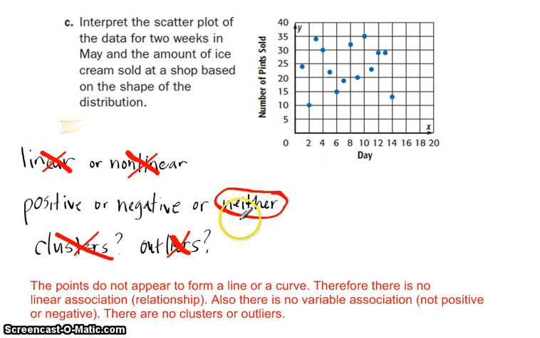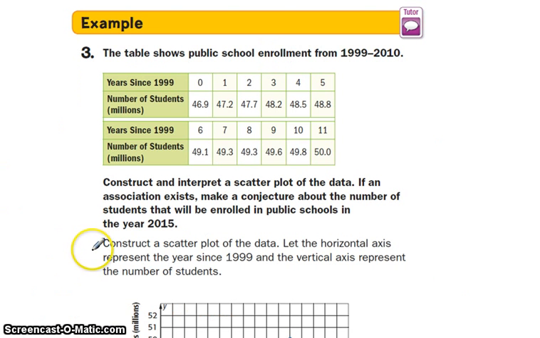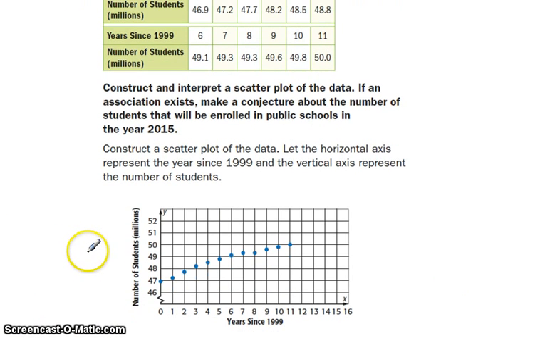So to do this, you would say the points do not appear to form a line or a curve, therefore there is no linear association. And because it's not linear, there's also no variable association, meaning it's not positive or negative. And there are no clusters or outliers. So all I've done was take these 3 points and form them into a paragraph. Here's another example, and if you want to pause the video and read through that, you can.